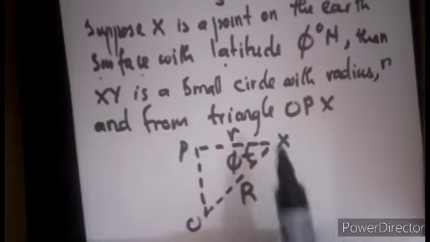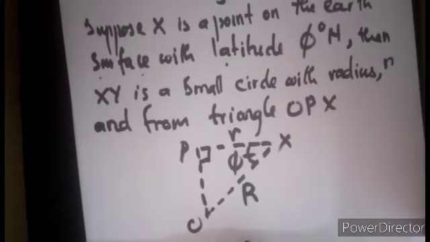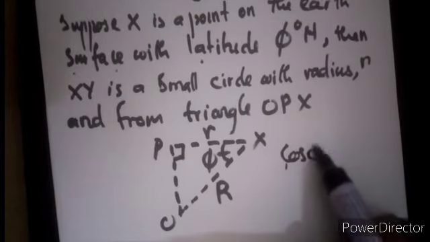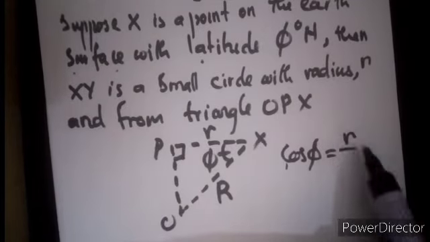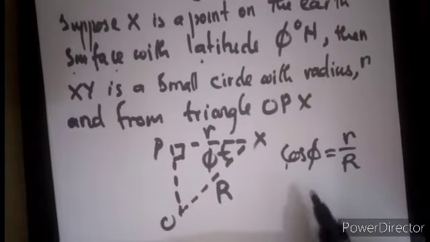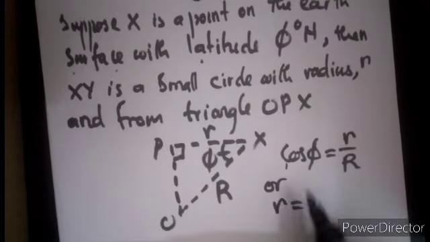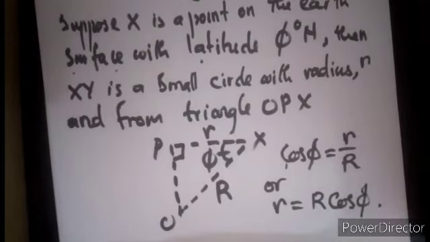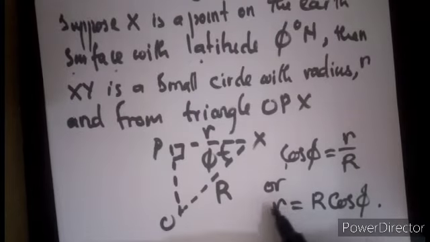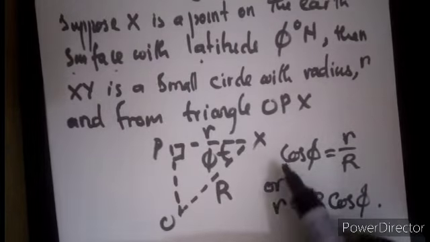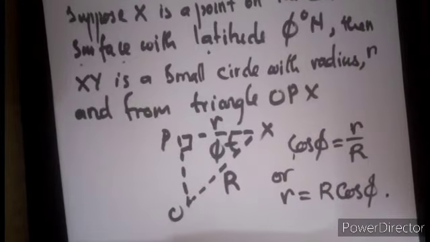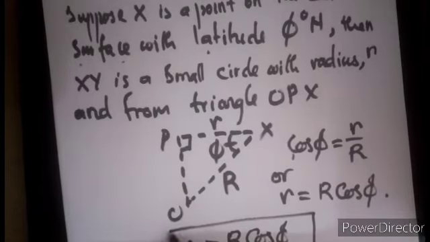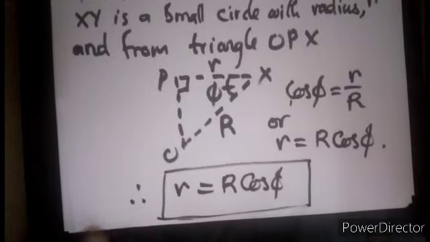So we have this, see this is a right angle triangle. So from here we see clearly that the cosine of phi is equal to small letter r over capital letter R. Or we have that the radius of that small circle is equal to R cosine of phi. Very, very important. We are going to use this a lot.